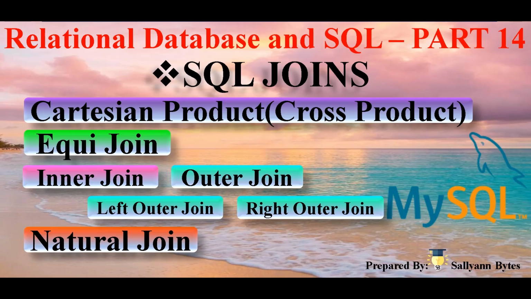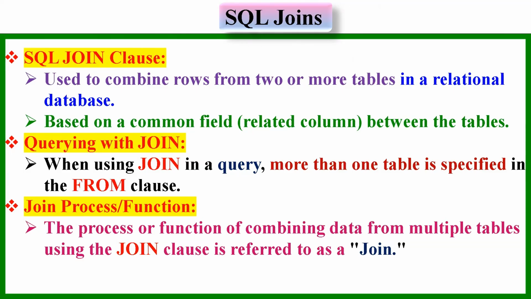SQL Joins: Cartesian product, equi-join, natural join. Let's learn about SQL joins. What is the meaning of join? Join means to combine something. In case of SQL, join means to combine 2 or more tables. Now come to the definition of SQL join clause. It is used to combine rows from 2 or more tables in a relational database. It is based on a common field, related column, between the tables.